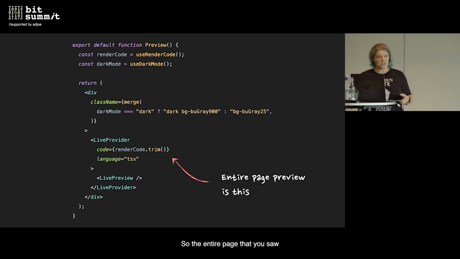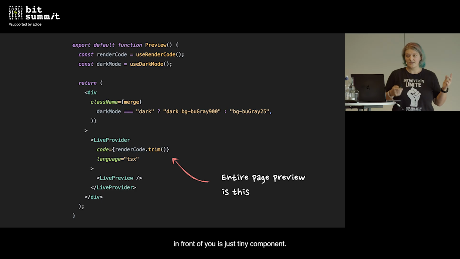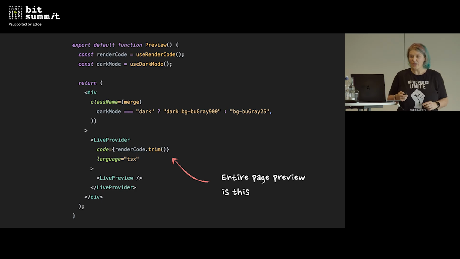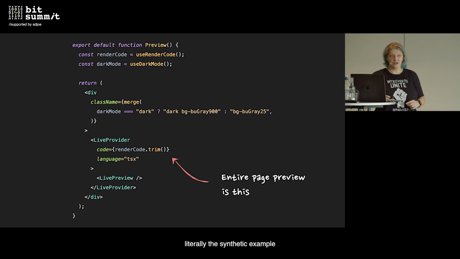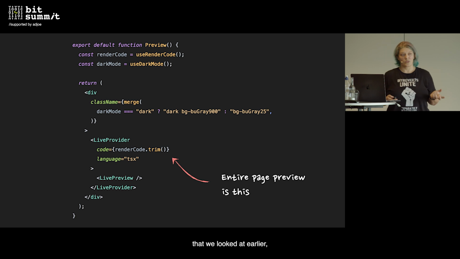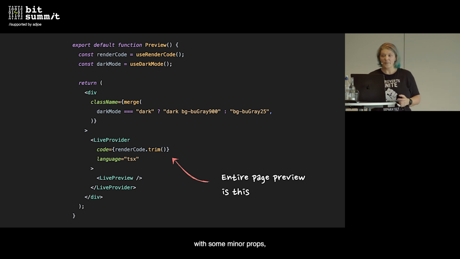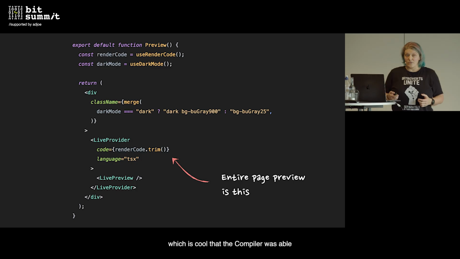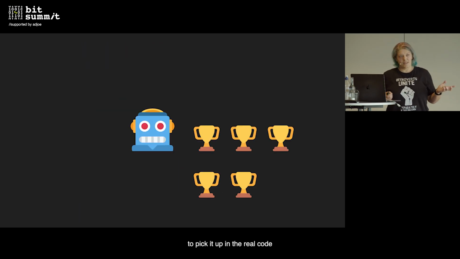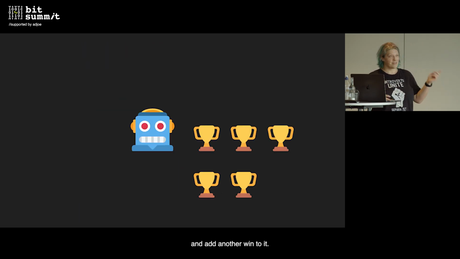So the entire page that you saw in front of you is just a tiny component. What we have here is literally the synthetic example that we looked at earlier. Very slow component with some minor props. Which is cool that the compiler was able to pick it up in a real code. I'll add another win to it.